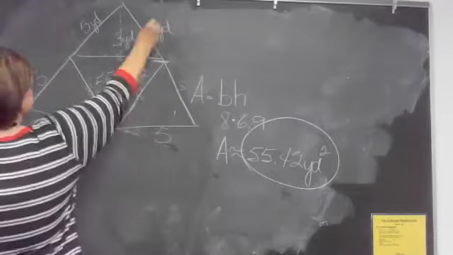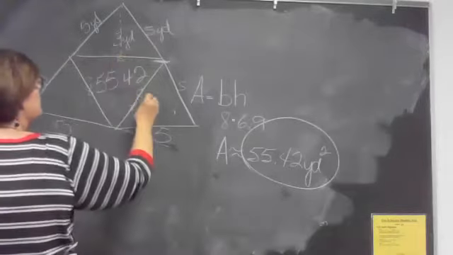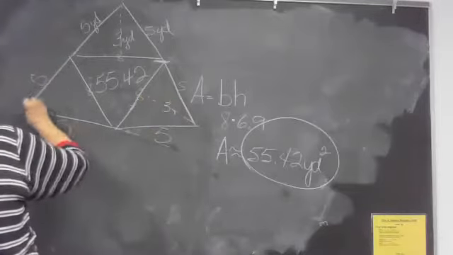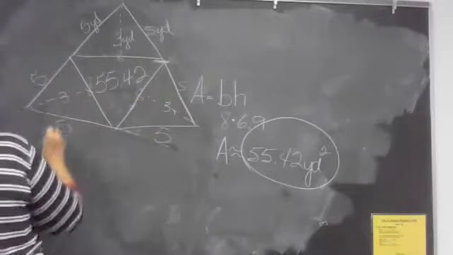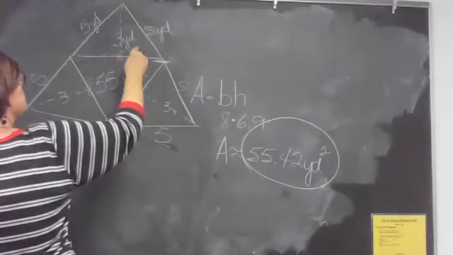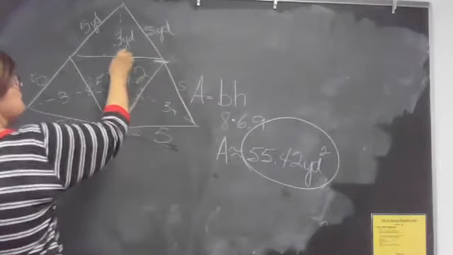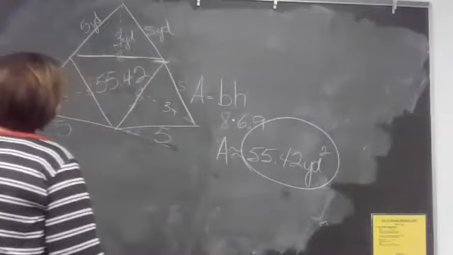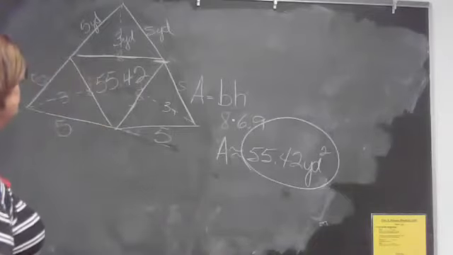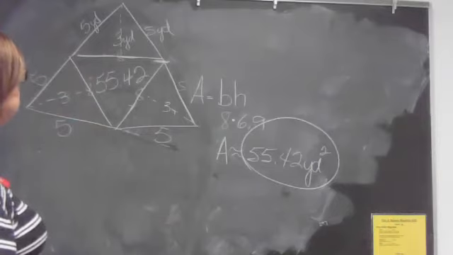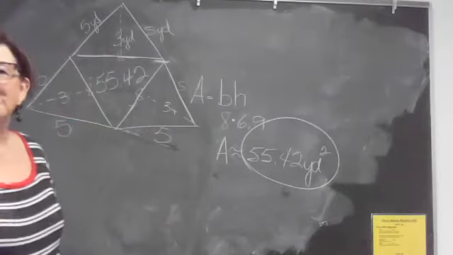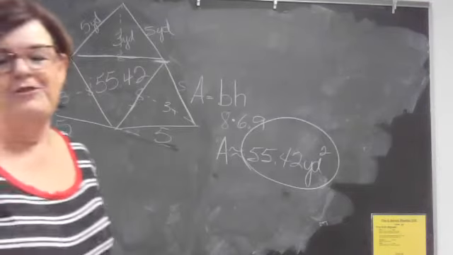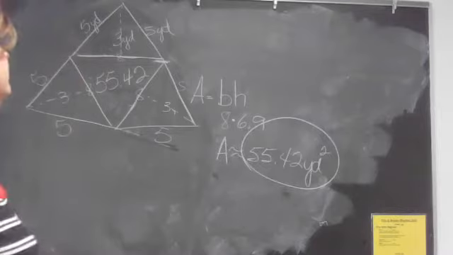So you can see that if it's 5, 5, and 8, this is going to have the same height. This one's going to have the same height. So let's find the area of this. It will be base. Uh-oh. Did anybody see something wrong with what I just did? Anybody catch it?